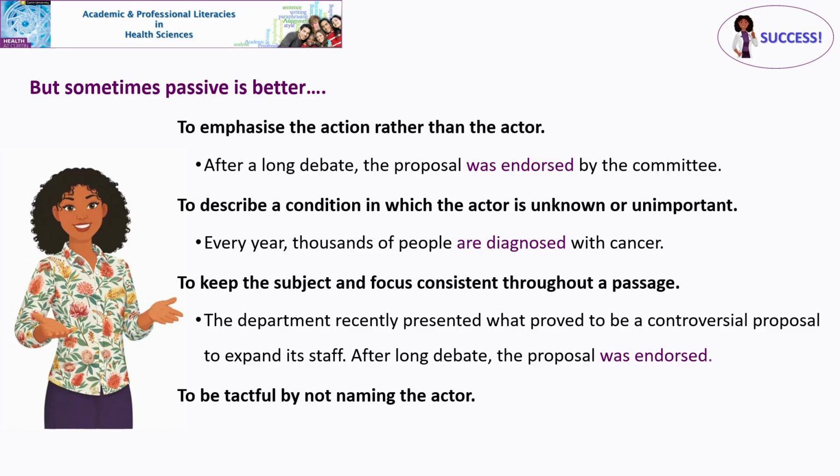And in some cases, we have to be tactful and not name the actor. So the procedures were misinterpreted. Now, so as not to name who misinterpreted the procedures, we have this structure.